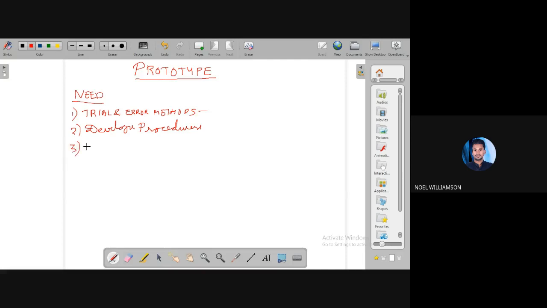Next, it helps to detect the errors while interpreting the engineering drawings. We get the engineering drawings, and from there we can detect the errors in the drawing and change the design.